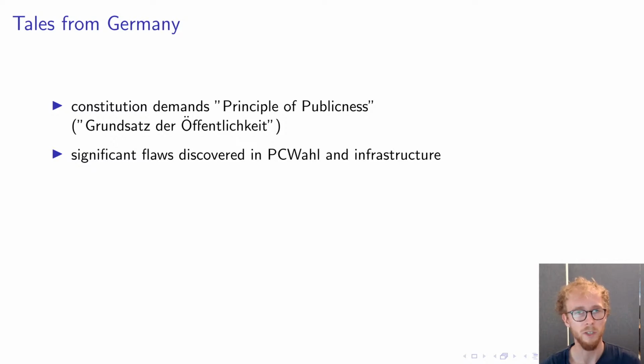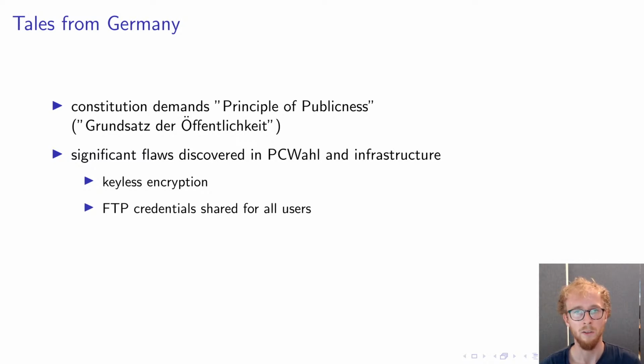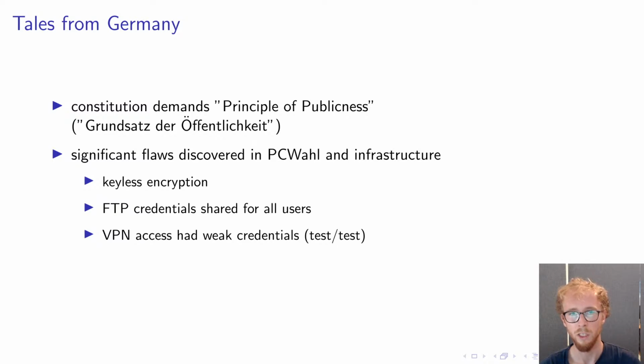There was a lot of funny stuff, like for example keyless encryption, which you might wonder what that means. It's just encryption that works without a key, so anyone who reverse engineers the algorithm can encrypt anything. We had FTP credentials that were shared for all users. The FTP server was only accessible through a VPN, and that VPN had very weak access credentials, so the username test and password test would just work and get you into that.